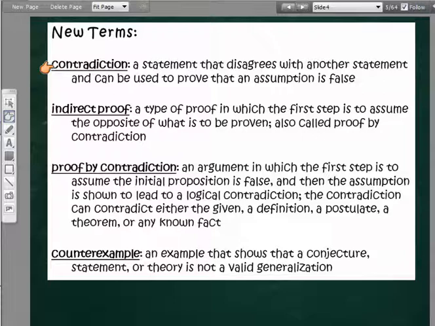Okay, these are some of the words that we use whenever we're proving them indirectly. Contradiction, a statement that disagrees with another statement and can be used to prove that an assumption is false. And what we're going to be doing is the indirect proof, a type of proof in which the first step is to assume the opposite of what is to be proven, also called proof by contradiction. And then we have the counterexample.